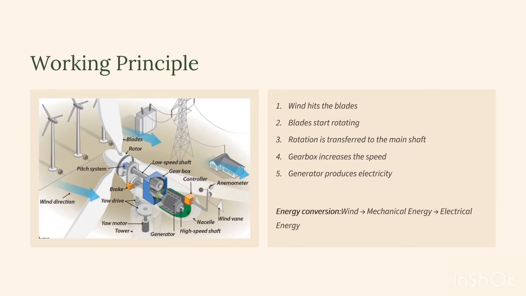Working principle. The working principle of the wind turbine can be explained step by step. First, wind hits the blades and causes them to rotate. Second, this rotational motion is transferred to the rotor and then to the main shaft. Third, the shaft transfers motion to the gearbox, where the rotational speed is increased. Finally, the mechanical energy is delivered to the generator to produce electrical energy. This process clearly shows how mechanical motion is the main input that enables energy conversion.